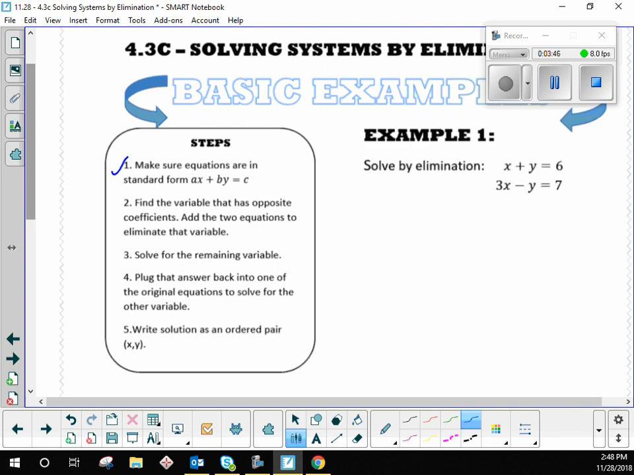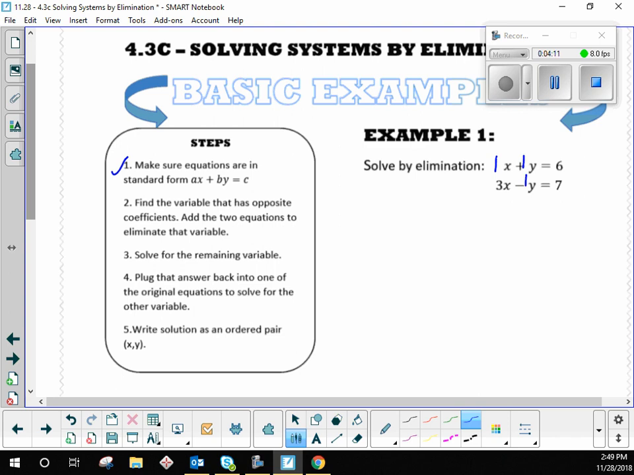Step 2 says, find the variable that has opposite coefficients. Does anybody remember coefficient? That's a real mathy word. What is the coefficient? What do you think? That 3 in front of the x, that is a coefficient, okay? It's the numbers in front of the variables. What's the coefficient in front of this x right here? What about this y? What about this y? Right? So those are the coefficients.